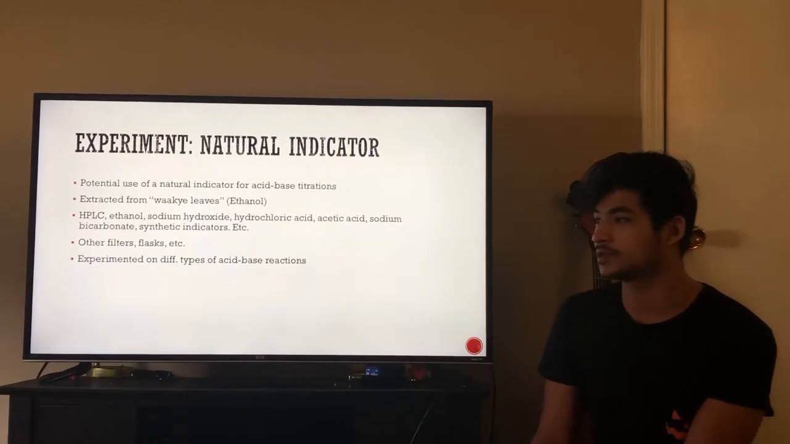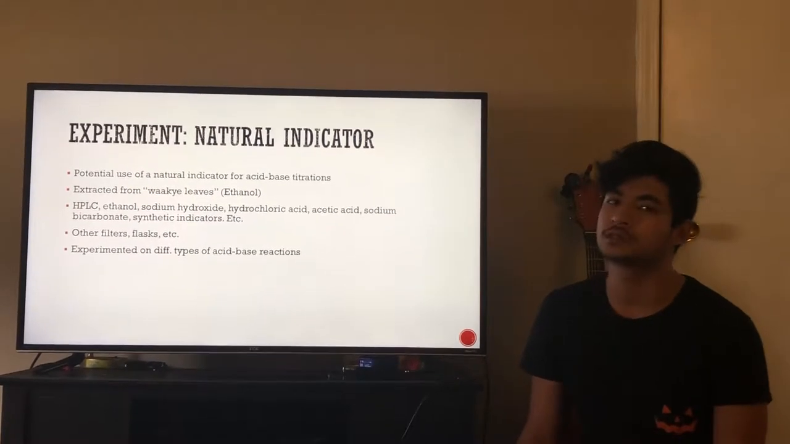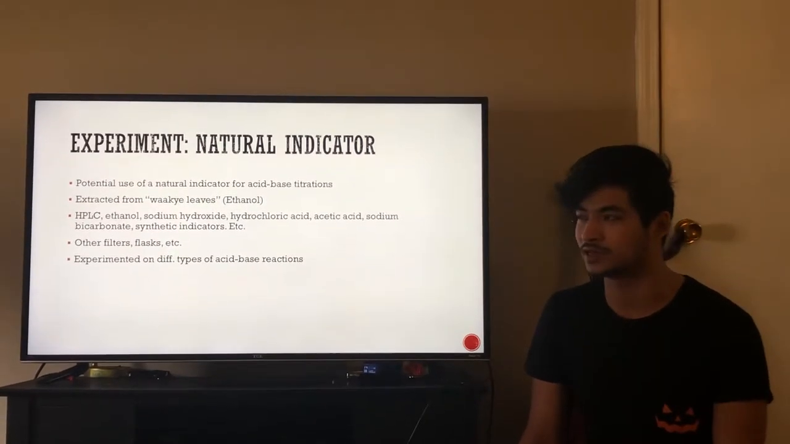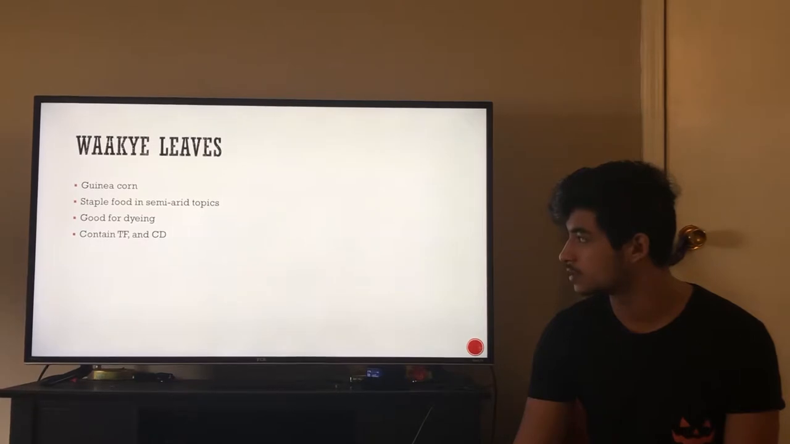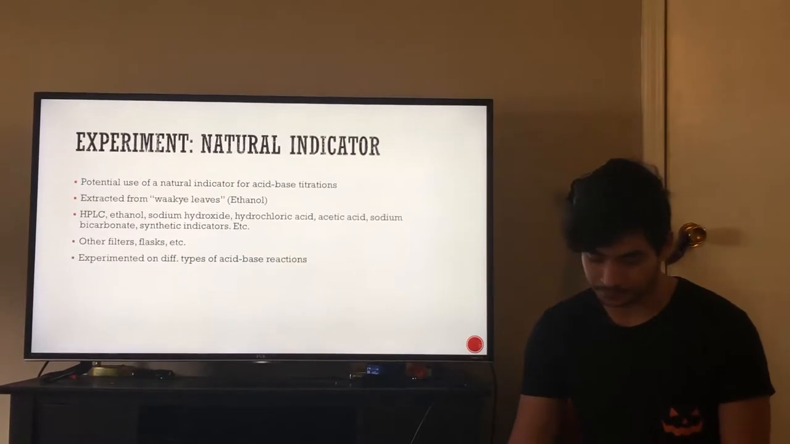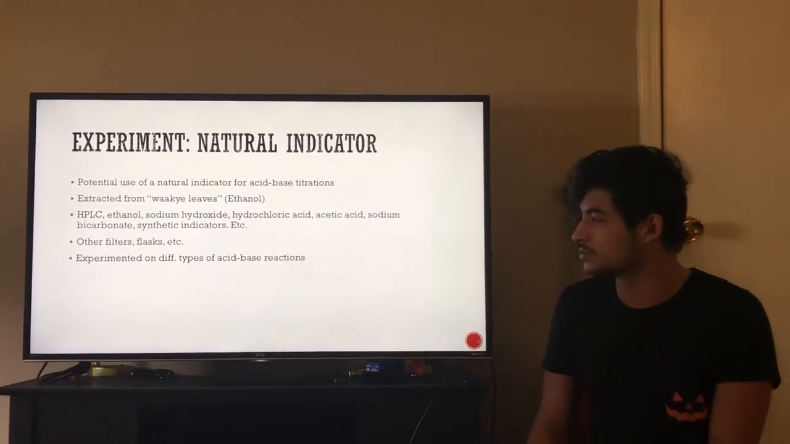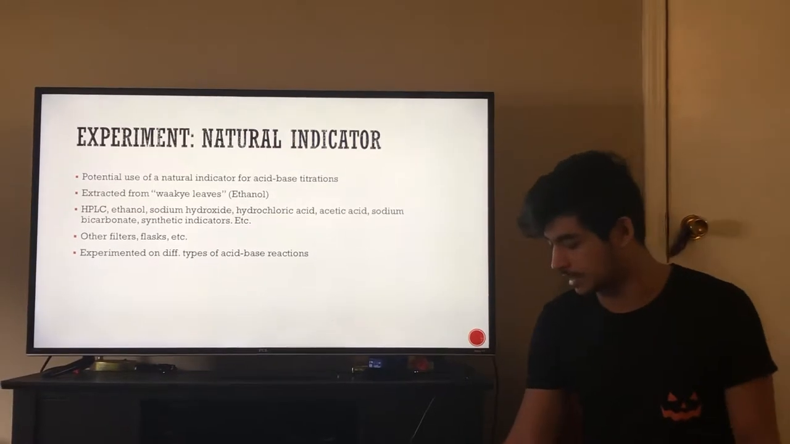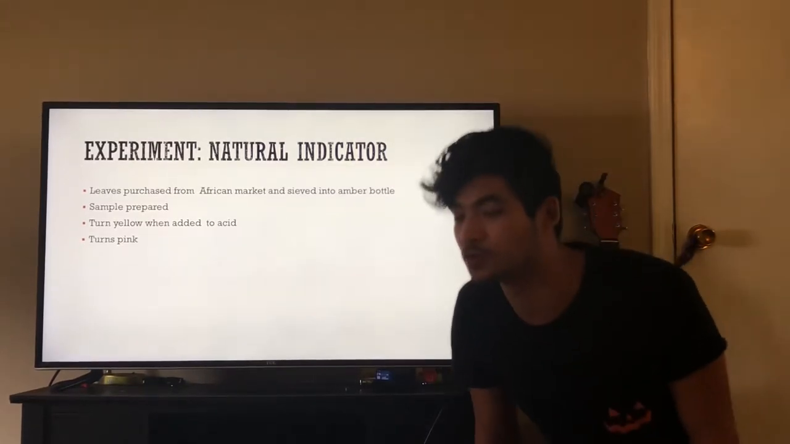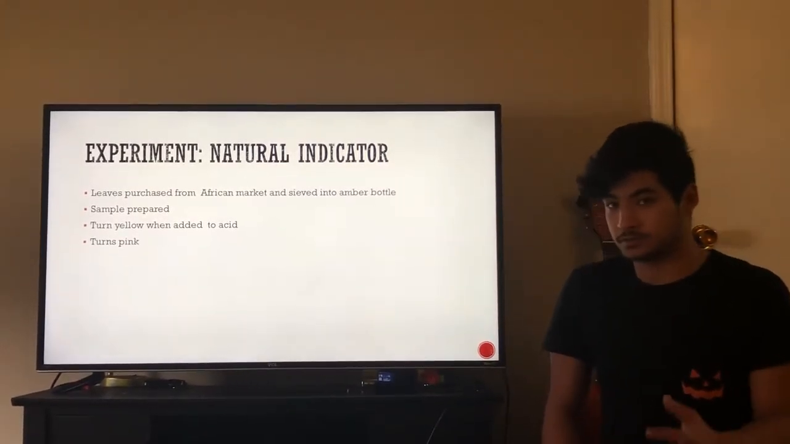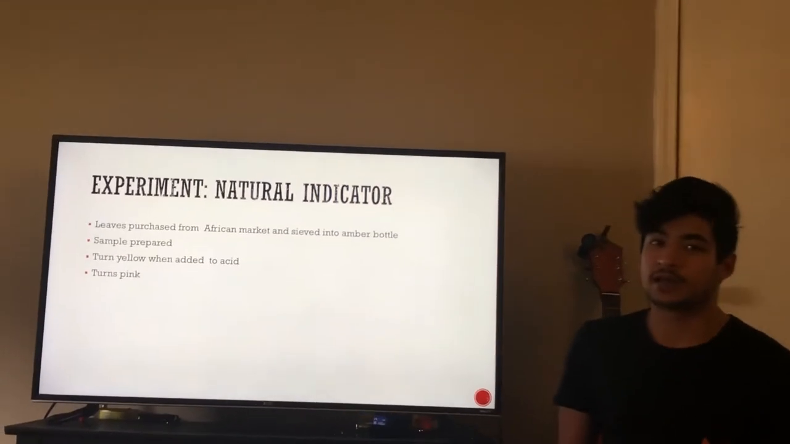Usually what happens with the indicator properties that exist in these wakki leaves, I suspect, would be having total flavonoids and also condensed tannin. So those two components, as I was reading throughout the article, are most probably what would cause these leaves to actually work as an indicator for the acid-base titrations.